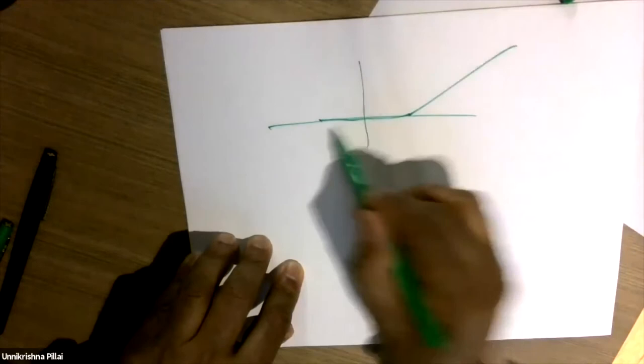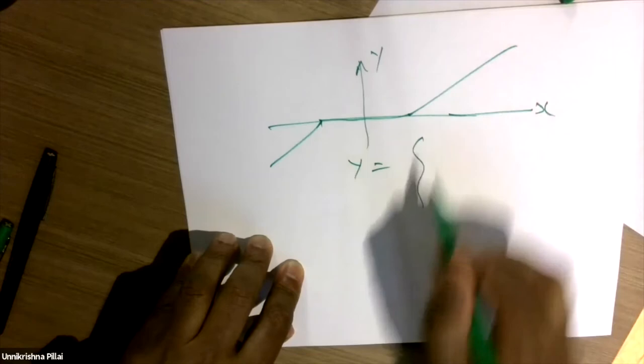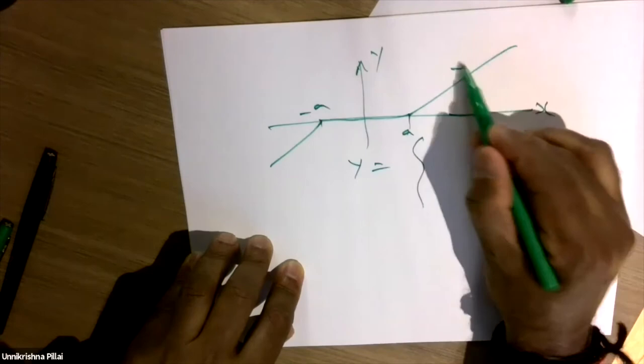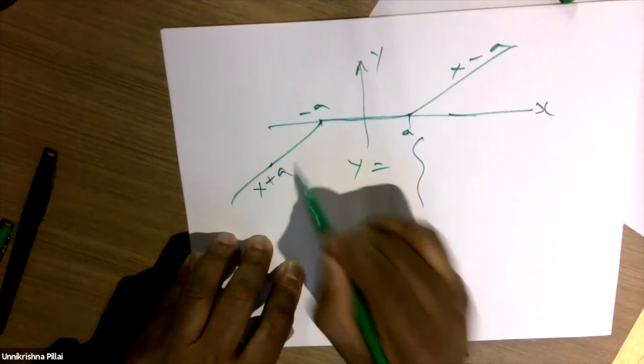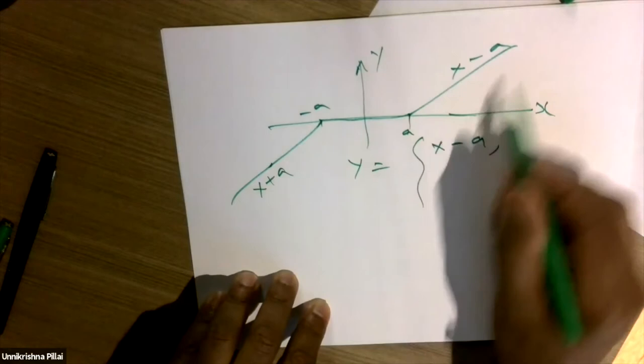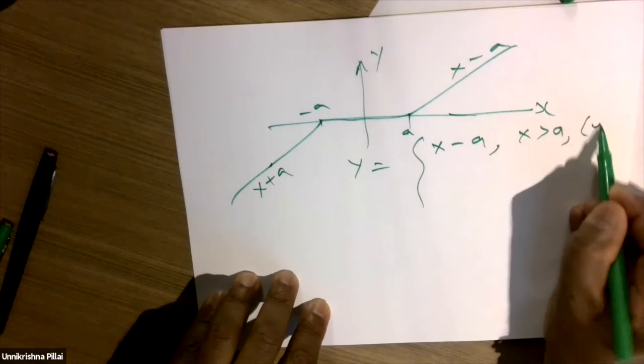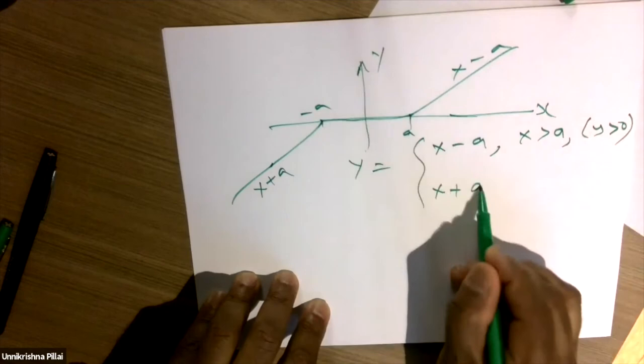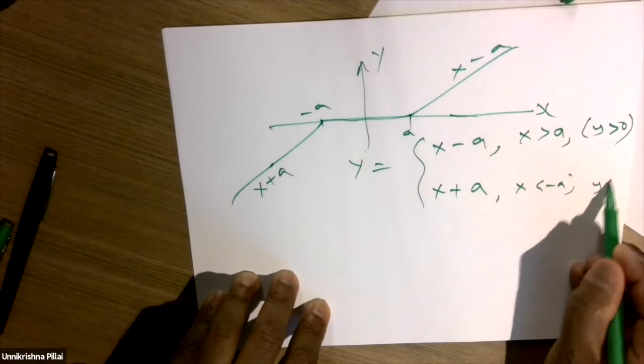So let's write down the equation quickly. Anybody, what is the equation of this? Let's say this is a, this is minus a. What's the equation of this line? This is x minus a, this is? X plus a. Somebody said it so quickly, and if you get stuck here, then that's a problem. So this is x minus a for what? When x is greater than a. That's the same as saying that y is positive. And this is x plus a when x is less than minus a. That's the same as saying y is negative.